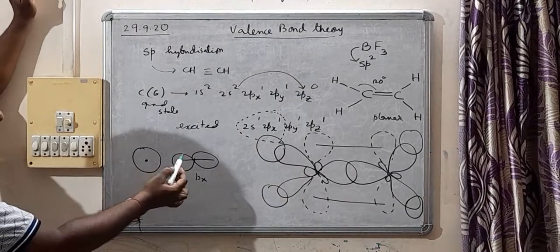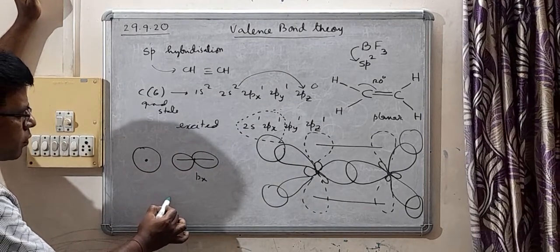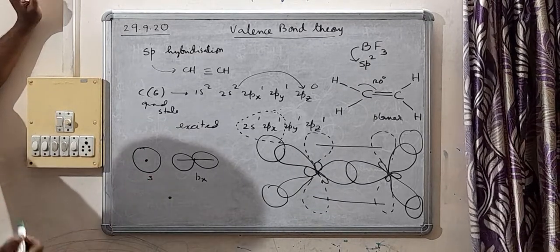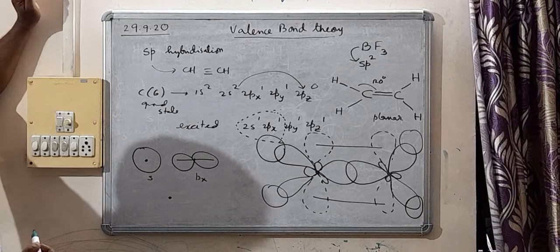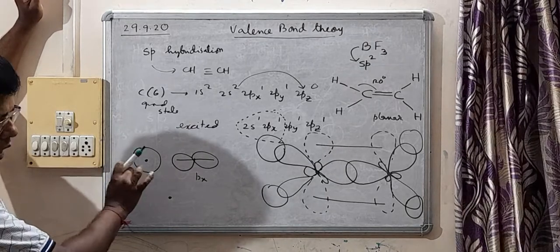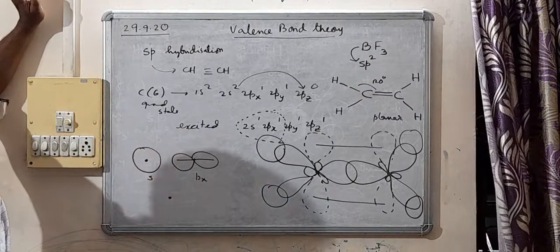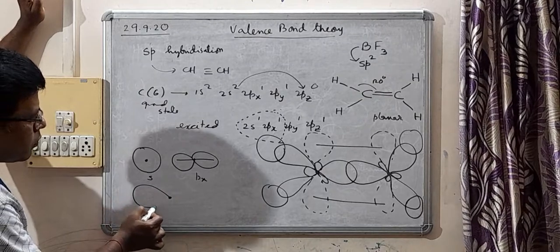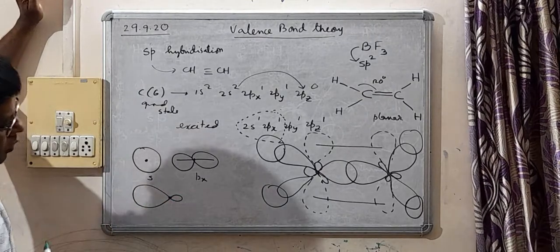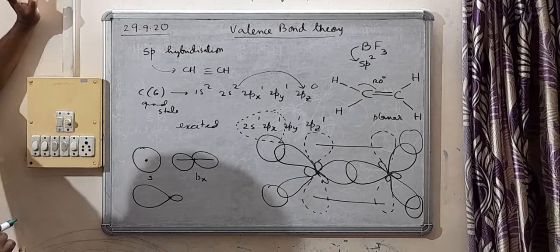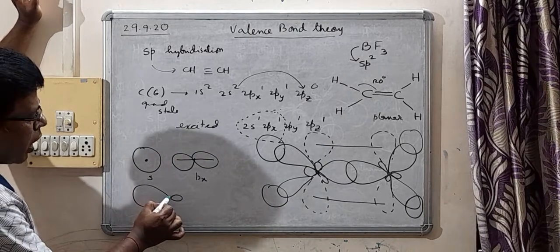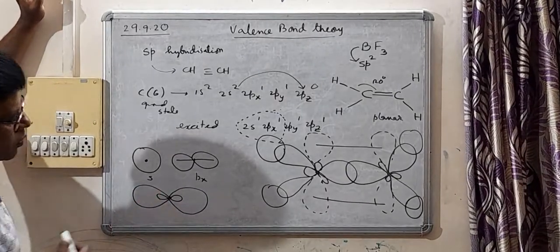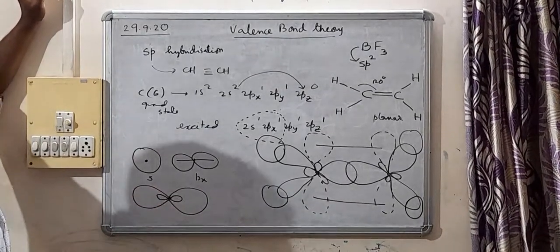Those two hybrid orbitals, I am showing it here. S orbital and PX mix to form two hybrid orbitals, two new orbitals, and the angle between them naturally will be 180 degrees. So here it is. This is one sp, and another sp is this one. The angle between them is 180 degrees.